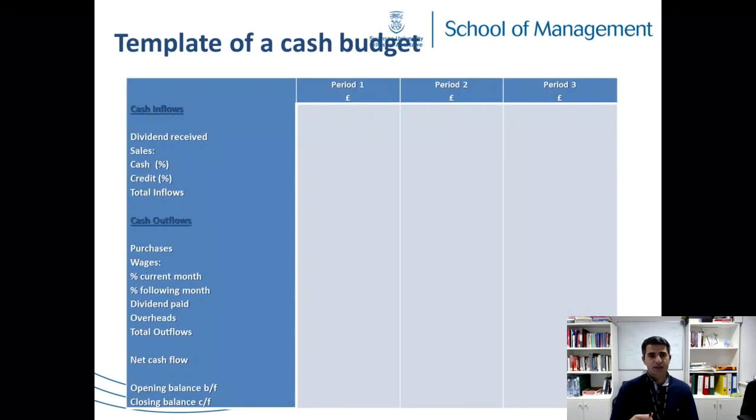Now, if you look at this template, this is how it looks. A cash budget could cover a number of periods, for example 3 periods, could be 2, 1 or 4, but here, for example, 3 periods. So we start with cash inflow, as you see.